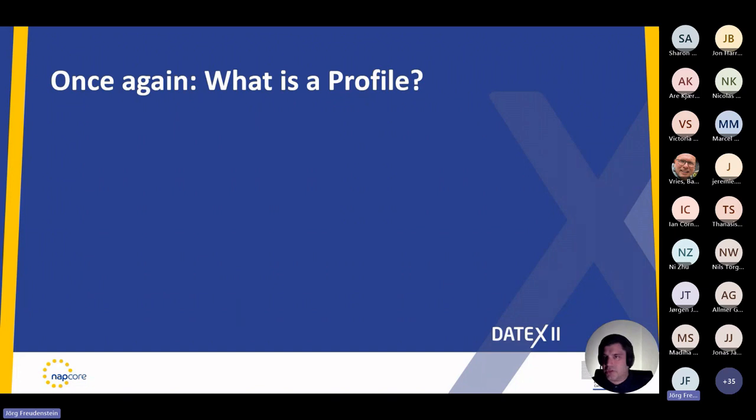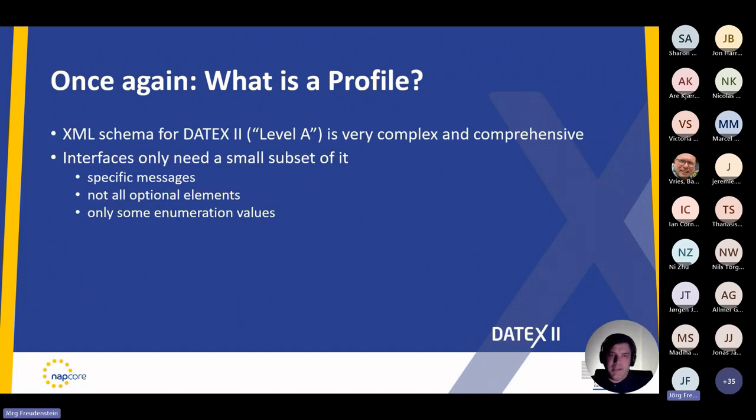Let me repeat the question. What is a profile? Here we are talking about XML schema, but that's not necessarily the case. We can also talk about JSON, for example. What I already mentioned is that this DATEX 2 level A is very complex and comprehensive. Level A is the term for the DATEX model, which is standardized and which is available on the website, which means this one is harmonized across Europe and standardized in the CEN standards and European norm of DATEX.